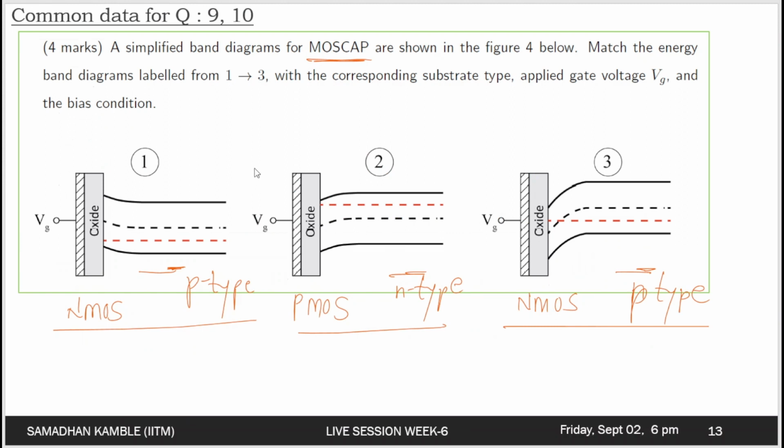Okay, so if you go to figure number 1, you can see that the majority carriers are the holes here and they have accumulated here, and for the holes to accumulate here we need our Vg to be negative. So once we apply negative bias here, then only the holes can accumulate, which are the majority carriers. So this is accumulation.